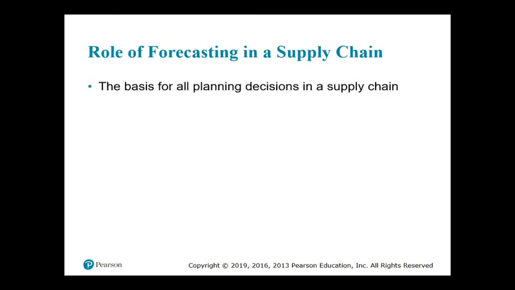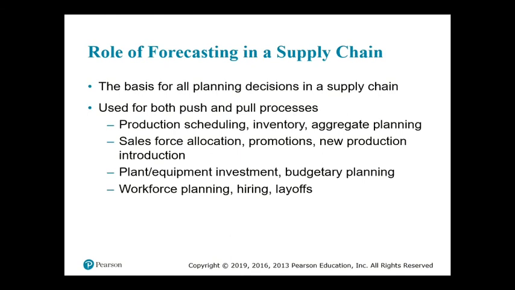So now, forecasting is the basis for all the planning decisions in a supply chain. We have different hierarchies of planning decisions, and we have different hierarchies of forecasts. Forecasting obviously is used in push processes, where we forecast what the demand is going to be for the next month or year, and then according to that we make production scheduling decisions, inventory ordering decisions, aggregate planning decisions, and so on and so forth.